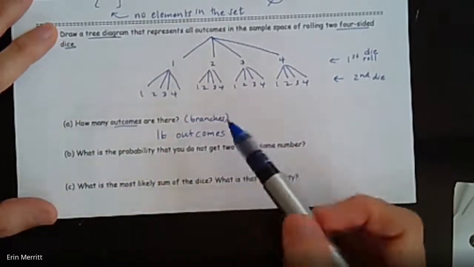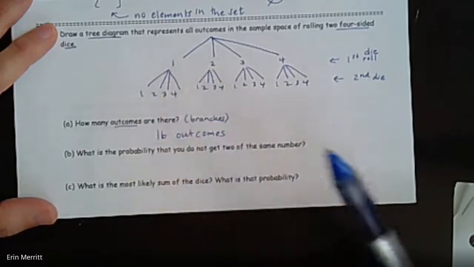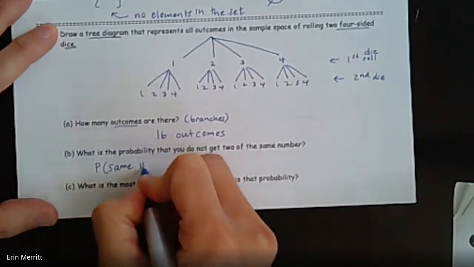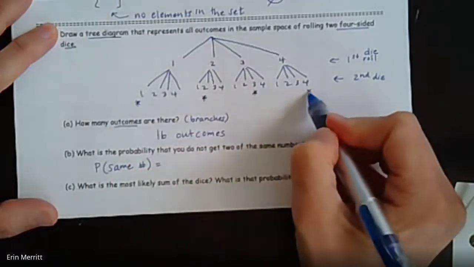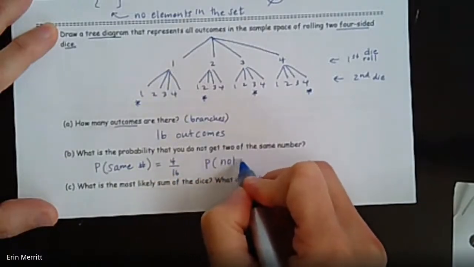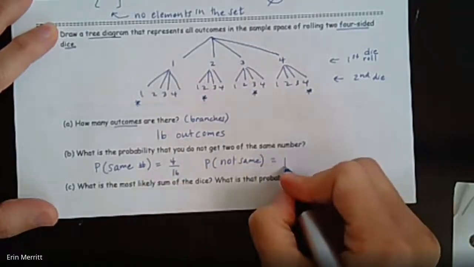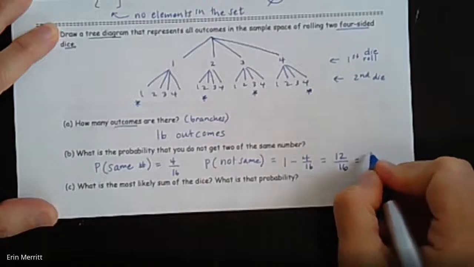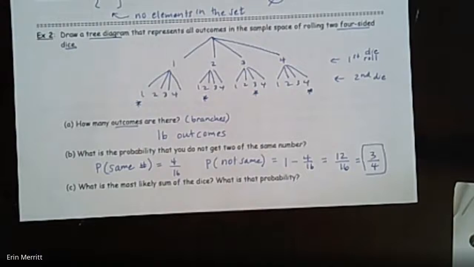There's a couple ways you could do it. You could actually go through and say, okay, that includes a 1 and then a 2, a 1 and then a 3, a 1 and then a 4, 2 and then 1, and so on. Or you could look at this as, what's the probability that you do get the same number? Well, same number would be like a 1 and a 1, 2 and a 2, 3 and a 3, 4 and a 4. That would be 4 out of 16. So then the probability that they're not the same would just be the complement of that. So 1 minus 4/16 would leave us with 12/16, or you can reduce it down to 3/4. So there's a 3 out of 4 chance that you're not going to get the same number twice.